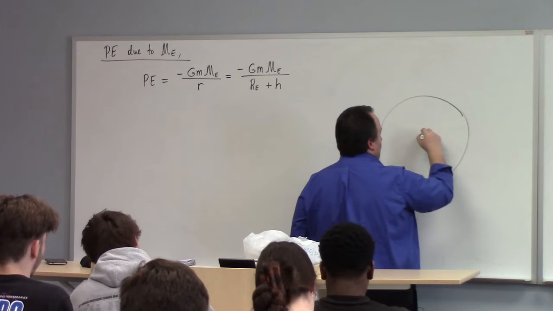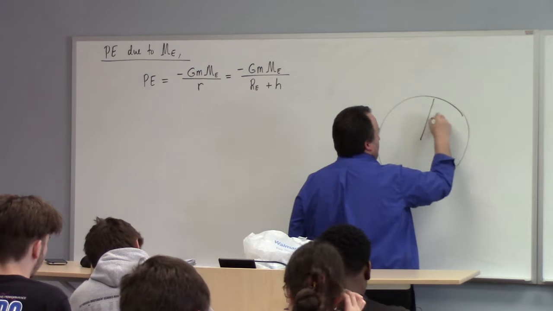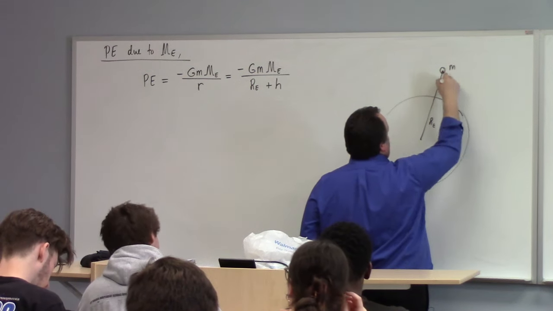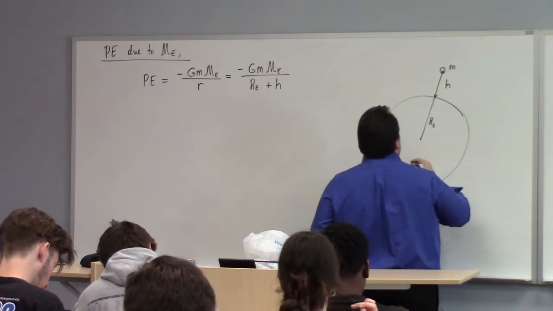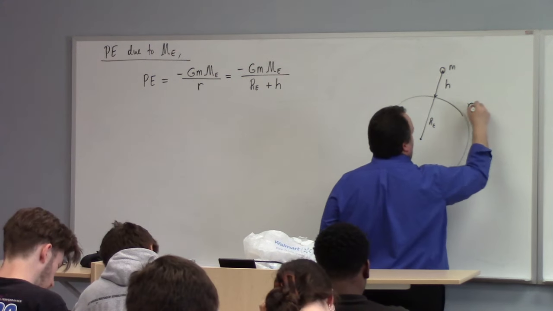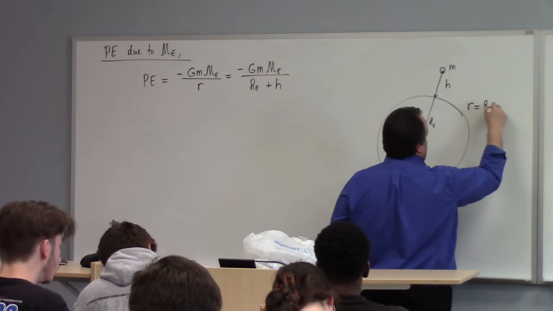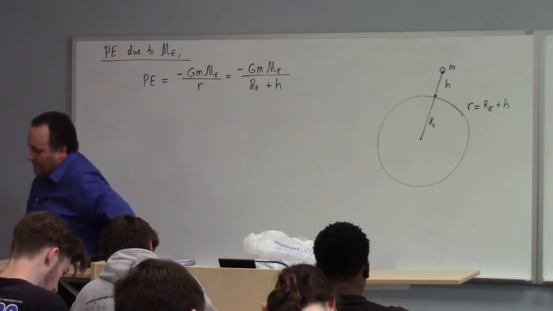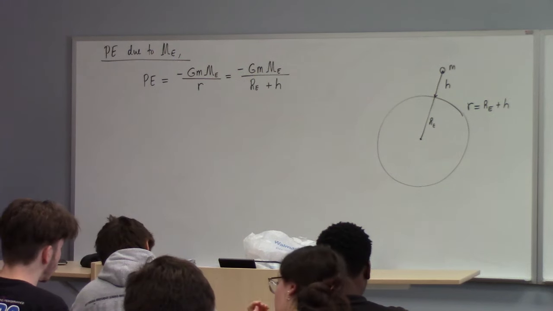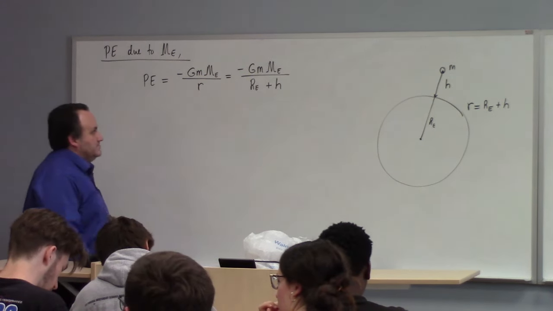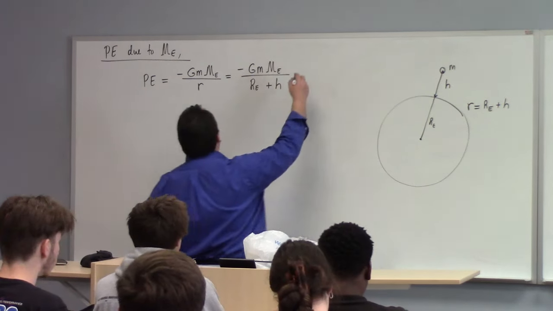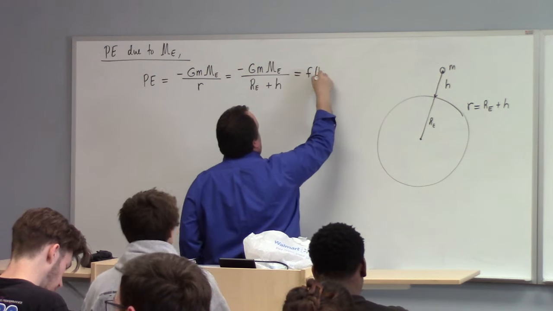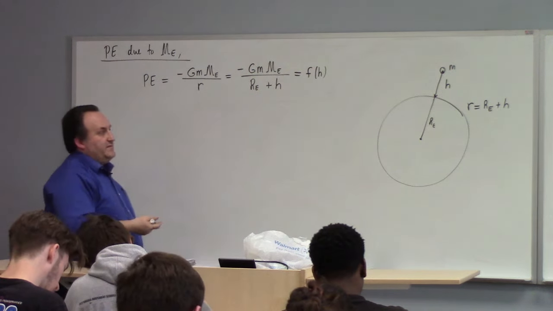So if I was to draw a picture, here's the center of the Earth, radius of the Earth, and then your mass up here. This distance right here is h. So the distance from the center of the Earth out to where your little mass is, is the radius of the Earth plus the altitude. So we could think of this as a function of h.